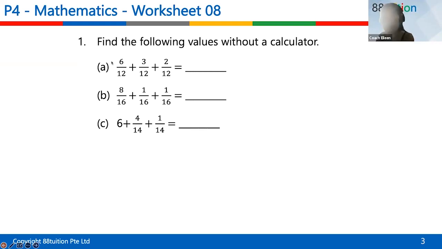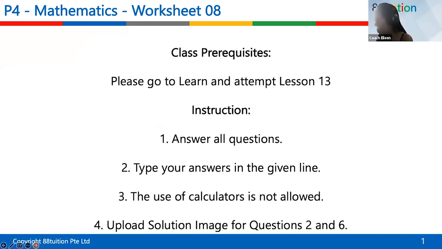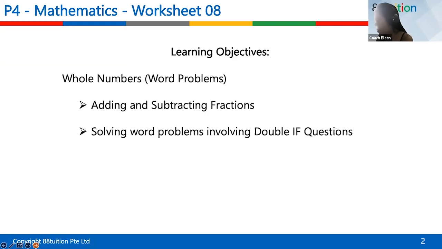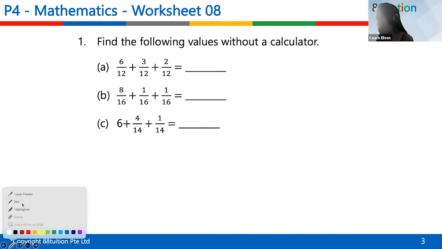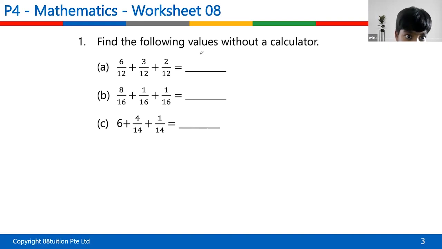Fractions, cannot use calculator. Yeah, I'm not using calculator. Okay. 6 plus 3 plus 2. Sorry, teacher's computer is very laggy. 6 plus 3 plus 2. What do you get? 11. So what's my final answer? 11 out of 12. Very good.